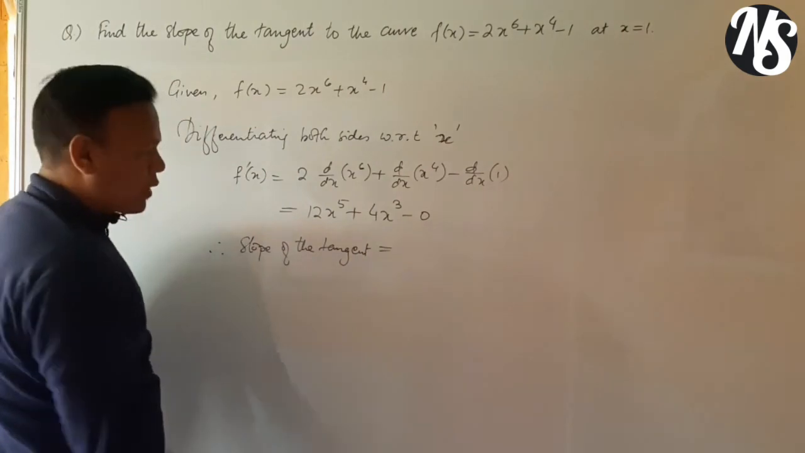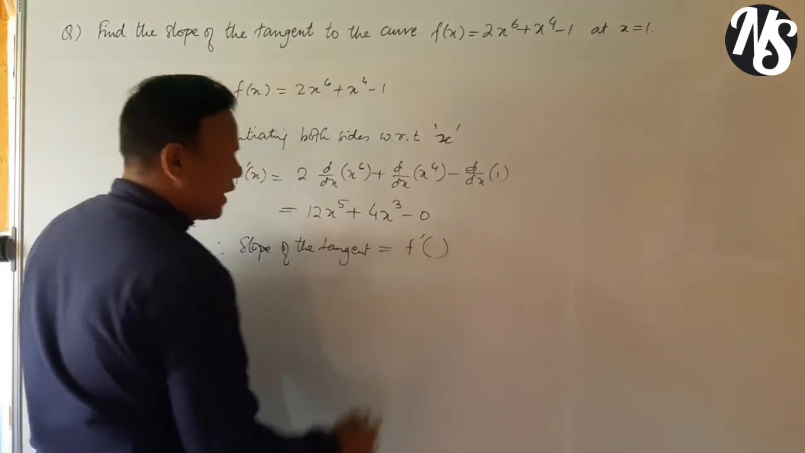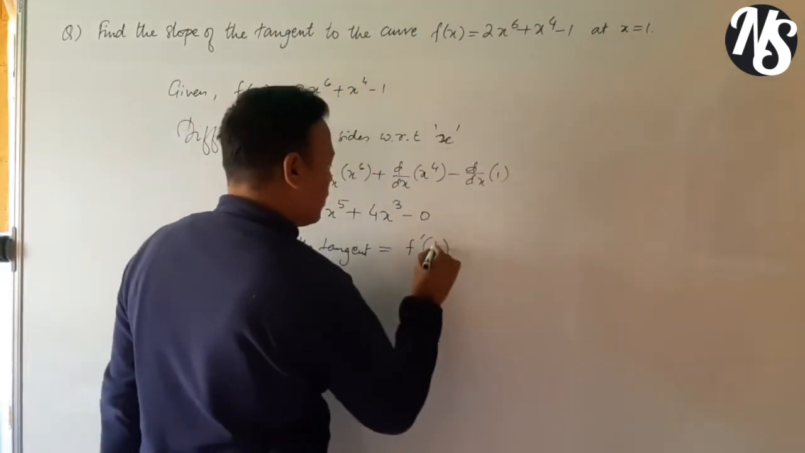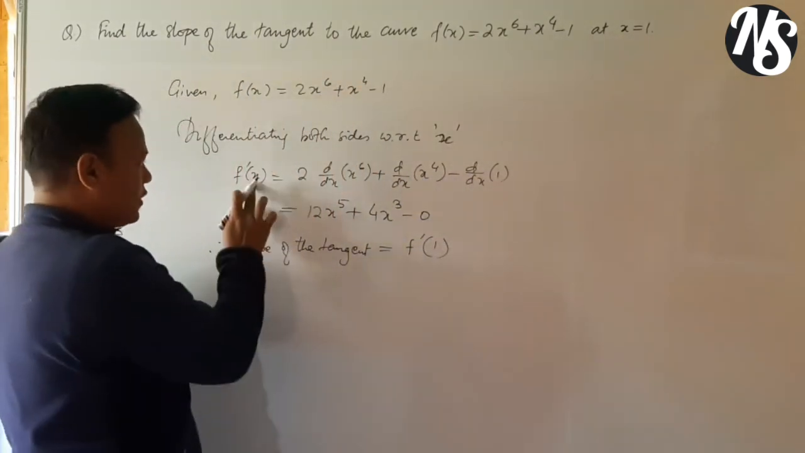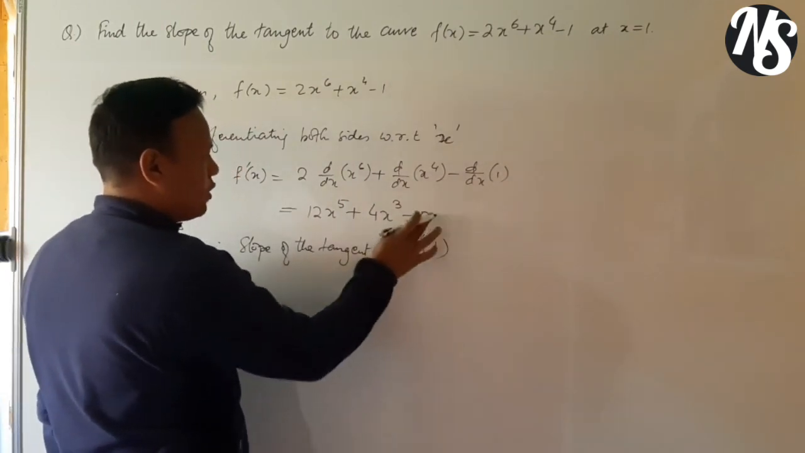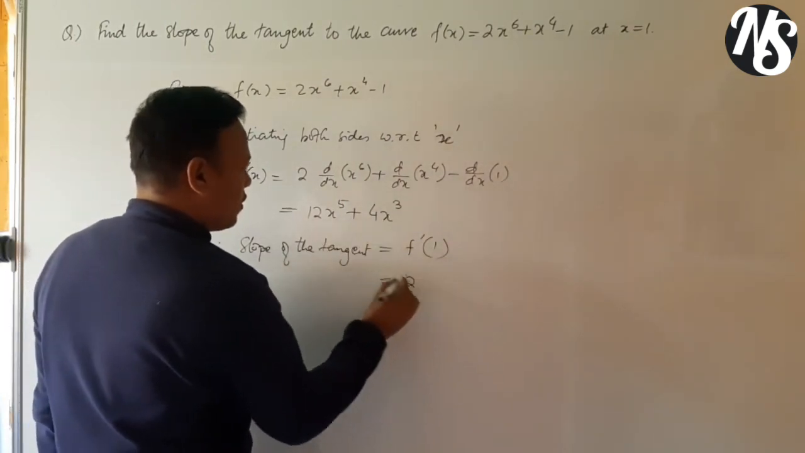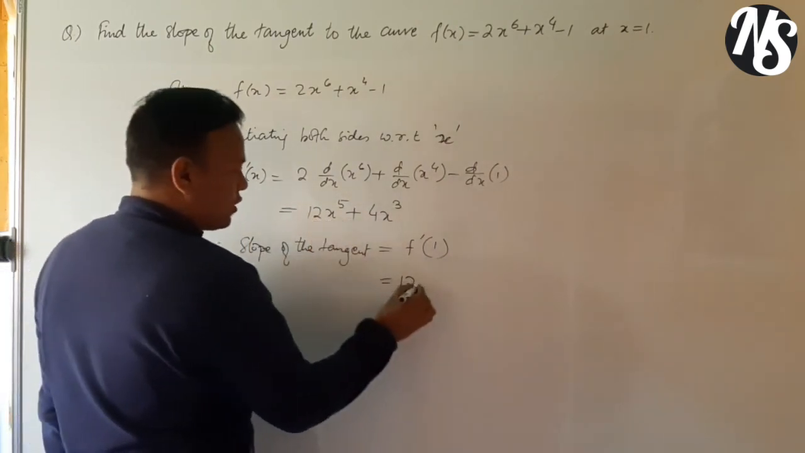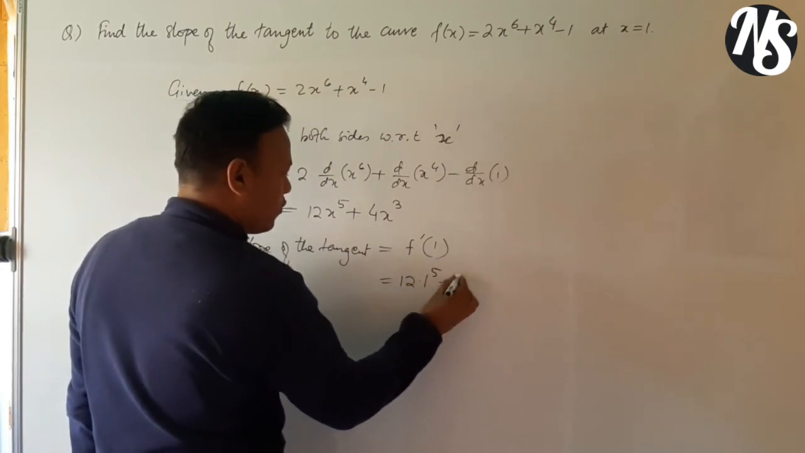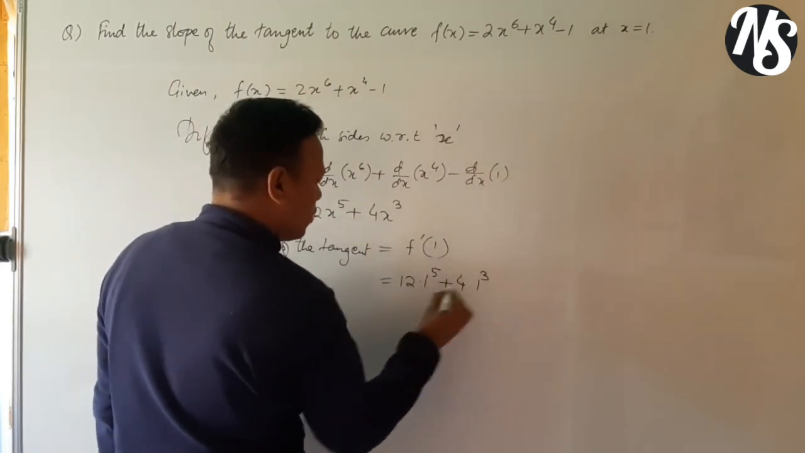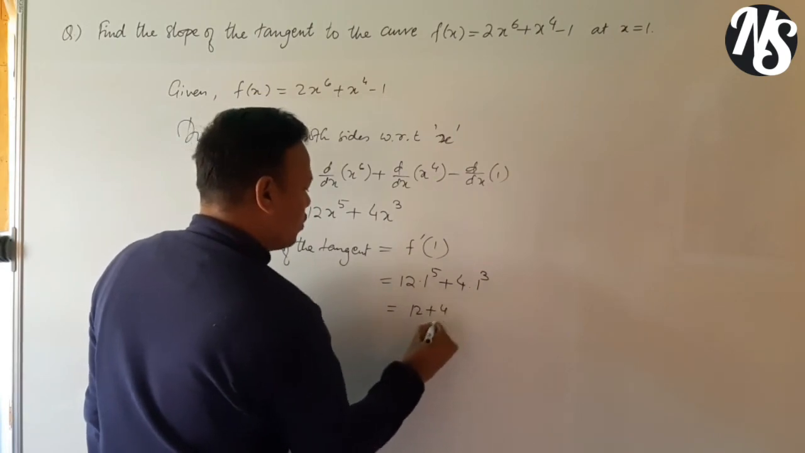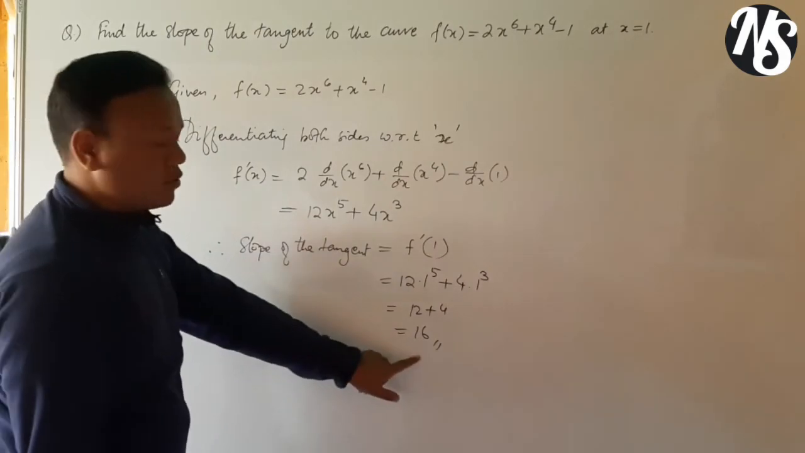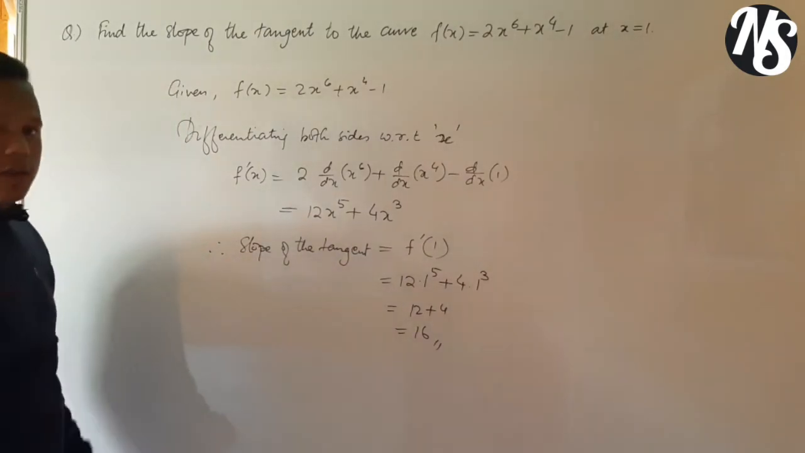So the slope of the tangent is given by f dash, but at which point? At x equals 1. So instead of x I am going to substitute 1. So f dash is 12x to the power 5 plus 4x cube, and this will be 12 into 1 to the power 5 plus 4 into 1 cube. So this is 12 plus 4, and this turns out to be 16. So the slope of the tangent will be equal to 16. So you may pause the video and note it down.